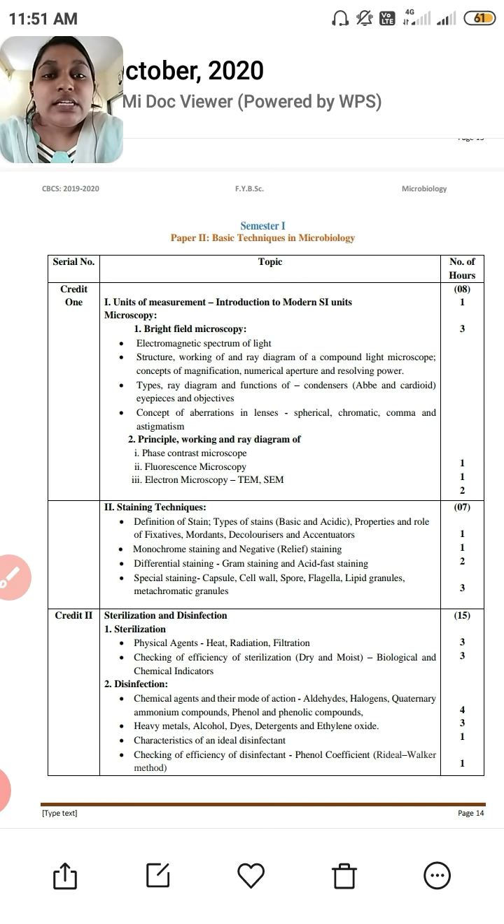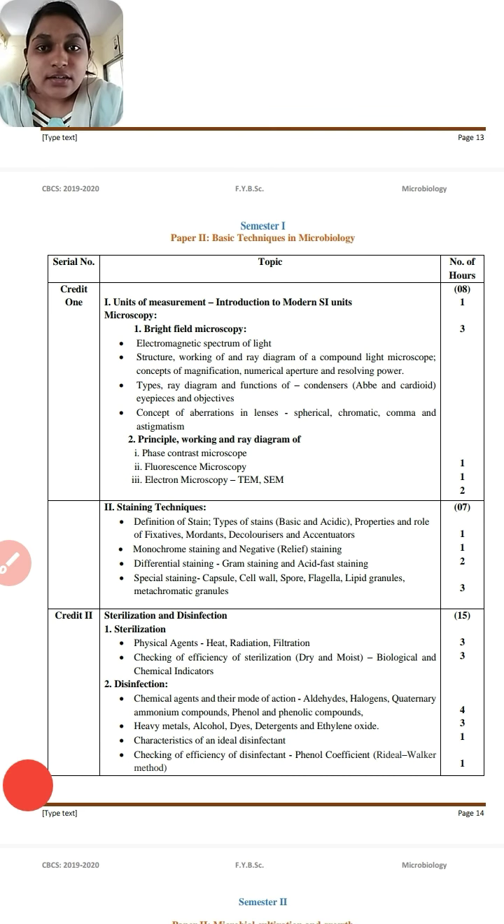Then after that we will see the structure, working and the ray diagram of the compound light microscope. A microscope is basically a thing or a medium through which we make the microorganism visible to the naked eye, because microorganisms are very small in size, like their size is below 0.2 mm. That is why we can't see them with the naked eye. So for that purpose we need a microscope.